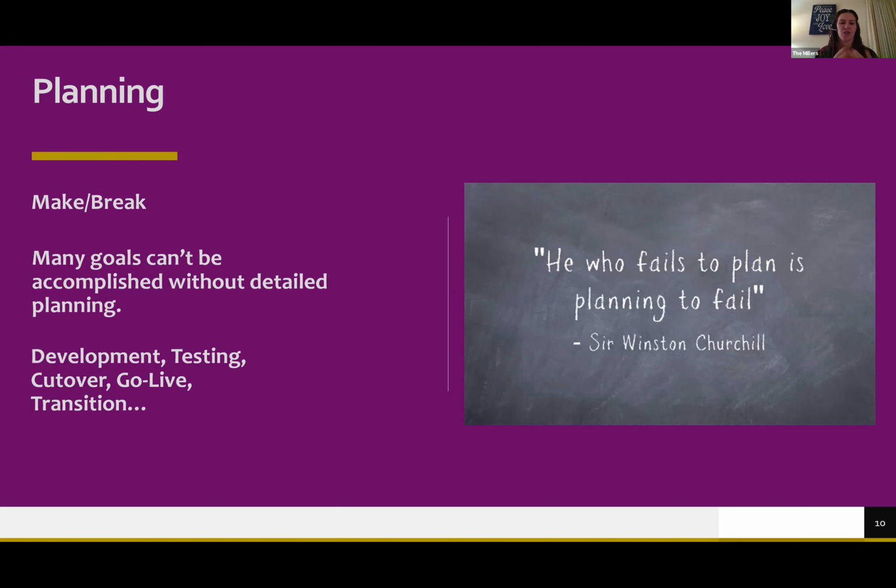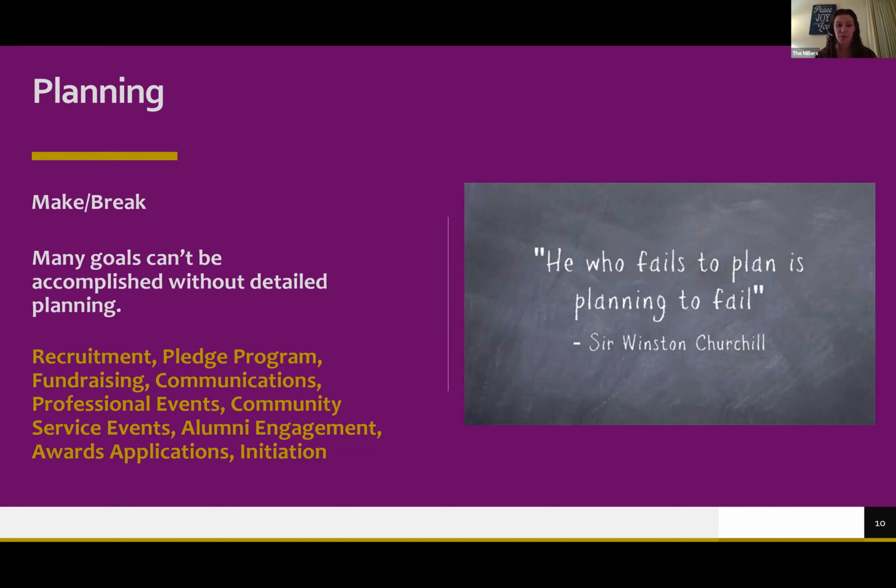And in a chapter, you should have a plan for recruitment, for your pledge program, for fundraising, for chapter communications or organization communications, your professional events, your community service events, alumni engagement, awards applications, initiation, your Rose Ball. All of those things should have plans to them. And those all roll up into really an overall plan for the chapter that your president is responsible for helping you execute. And you'll notice that each of these could easily be assigned, or is easily assigned, to a specific officer.